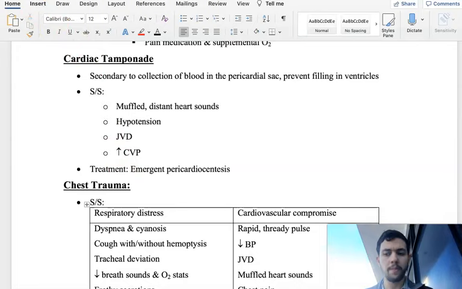Sorry, I'm back. Yes, you want to make sure you know about cardiac tamponade, the signs and symptoms. When you see muffled, distant heart sounds, that's automatically cardiac tamponade. When you hear hypotension, JVD, cardiac tamponade. You don't have to think about it twice. They love to ask about the signs and symptoms.